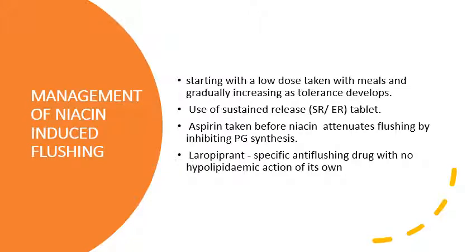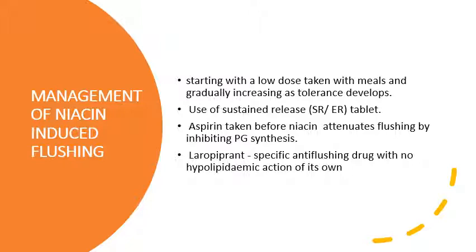Niacin induced flushing is very bothersome. This can be managed by a few mechanisms. We can start with a low dose taken with meals and gradually increase the dose as tolerance develops. This is one way of managing niacin induced flushing. And you can use a sustained release tablet. Aspirin, by its action of inhibition of prostaglandin synthesis, helps in reducing niacin induced flushing.